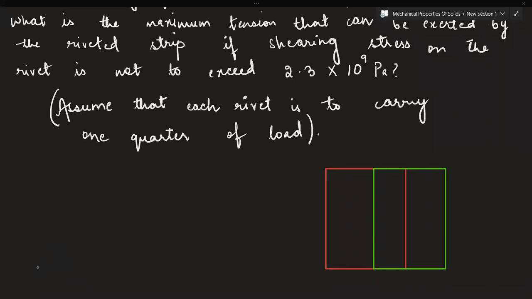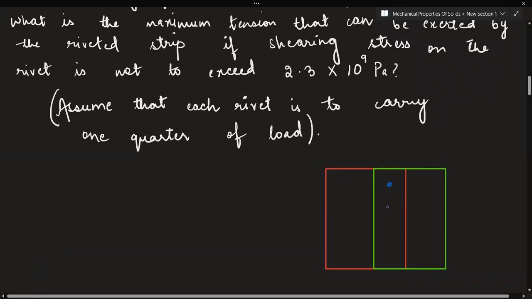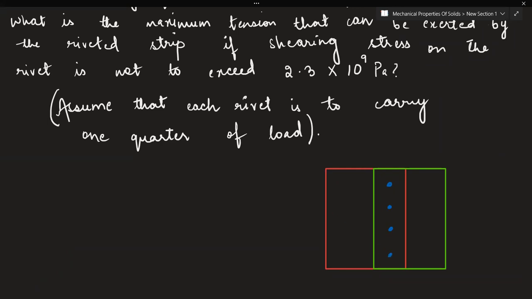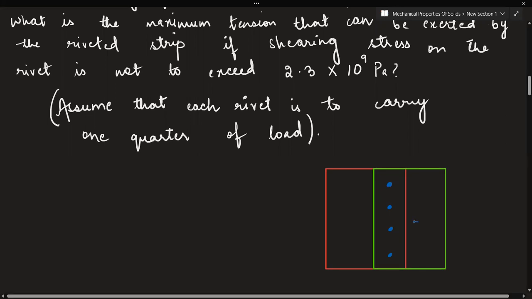See, the two metal strips have been riveted together using four rivets. So like this, they have been connected. All right. Just take the force as F on all the four rivets and then do the question.